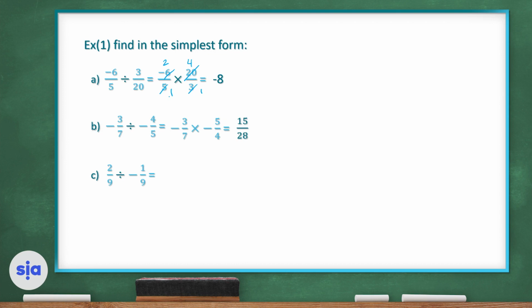Question C, 2 over 9 divided by negative 1 over 9. So it's 2 over 9 multiplied by negative 9 over 1. Cross out the 9 with the 9. So the result is negative 2.